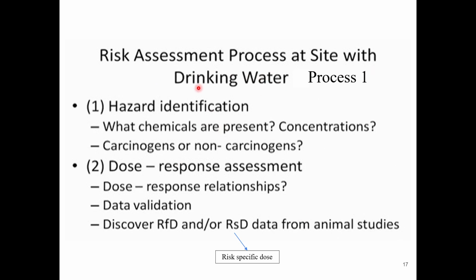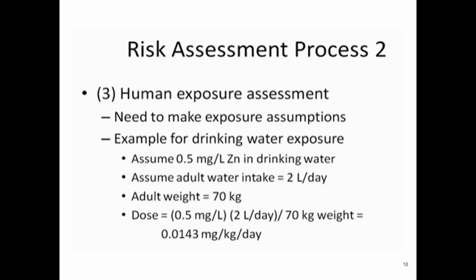So let us see the risk assessment process at a site with drinking water. The first step is hazard identification: what type of chemicals are present, their concentrations, and whether they are carcinogens or non-carcinogens. The second step is the dose response assessment: the dose response relationship, the data validation, and also the derivation of the RfD, the reference dose, and the RSD, the risk specific dose, from animal studies.